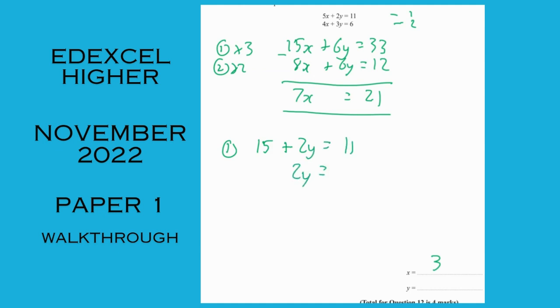And solve it as you would normally. 2y, take away 15 from both sides. Now divide both sides by 2 for the answer of -2 for your value of y.